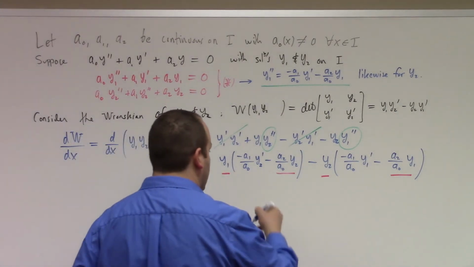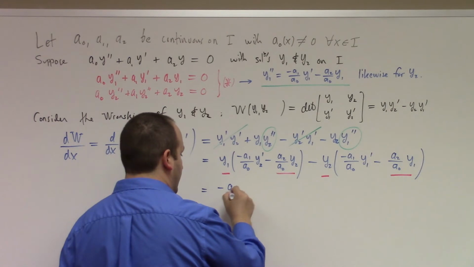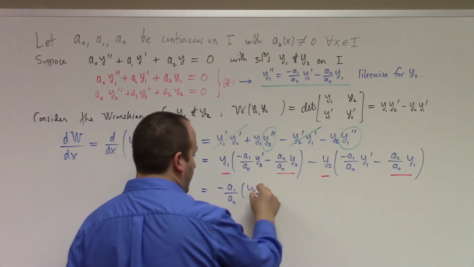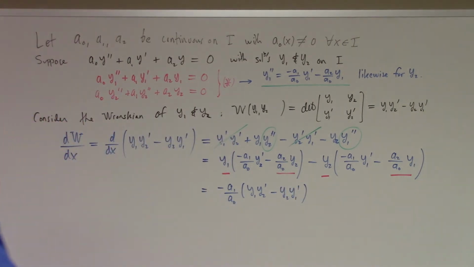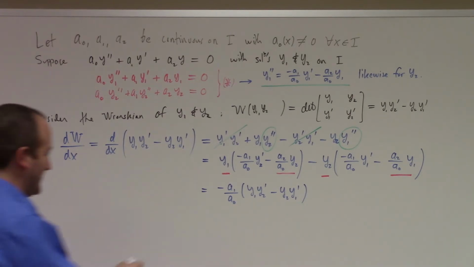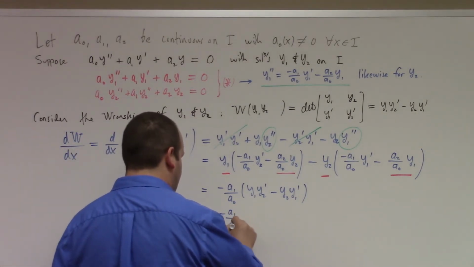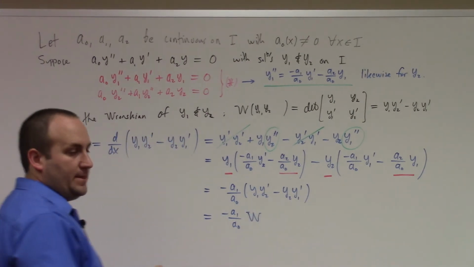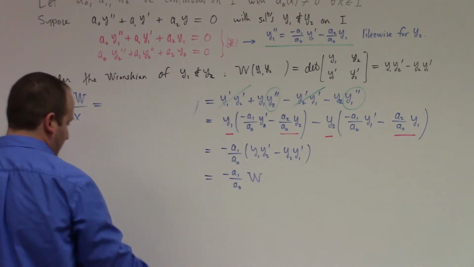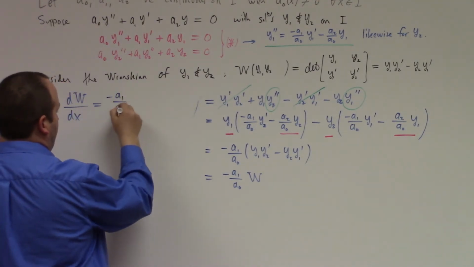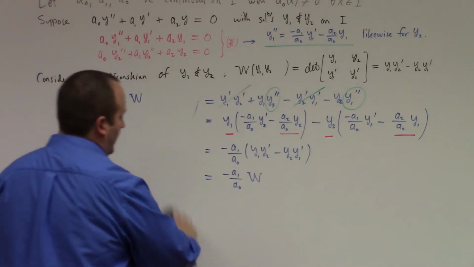And we're just left with minus a1 over a0, which I'll factor out, times y1 y2' minus y2 y1', which is exactly the Wronskian. That is minus a1 over a0 times the Wronskian. Let that sink in for a second. So we can erase all this and get to the point, which is that dW/dx is just minus a1 over a0 times W.